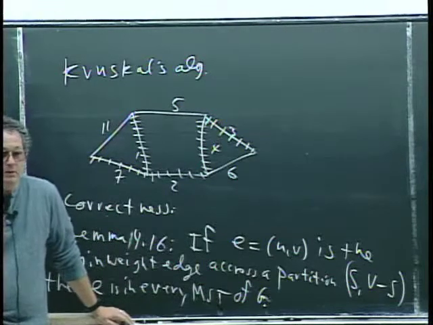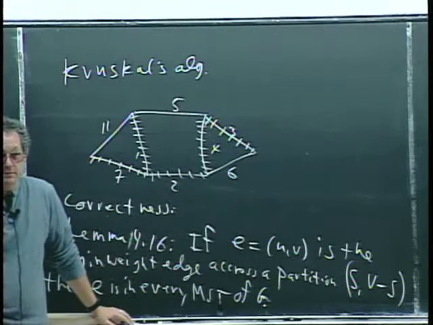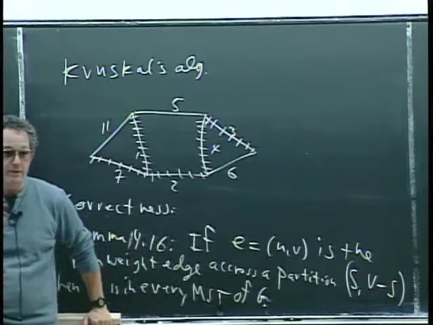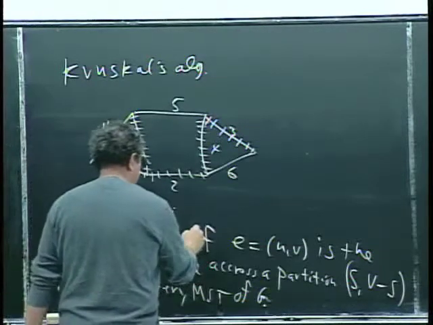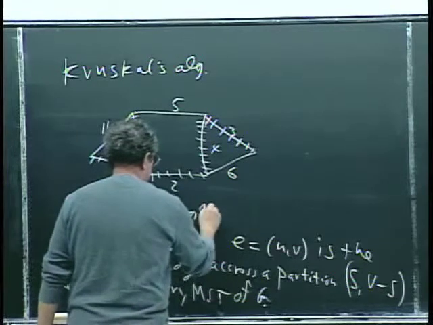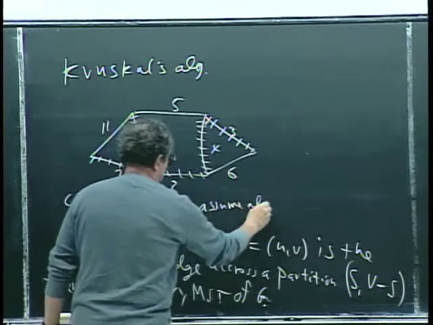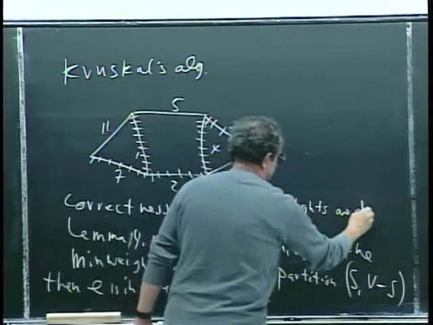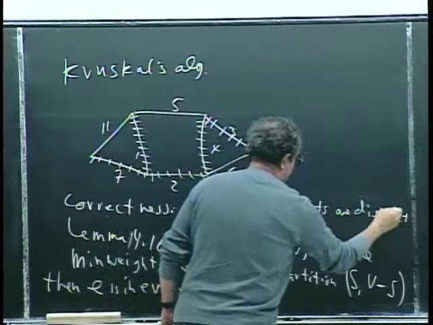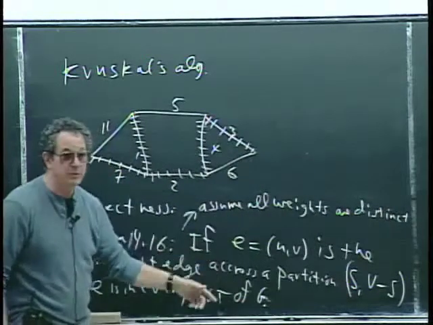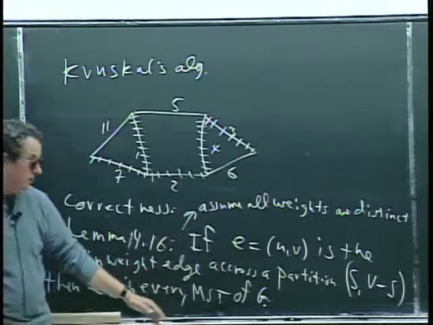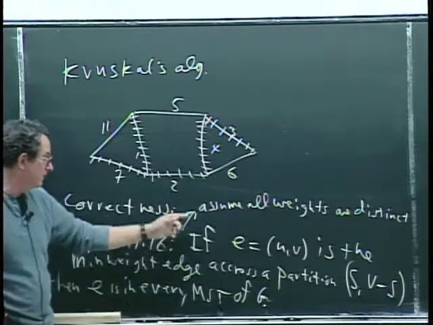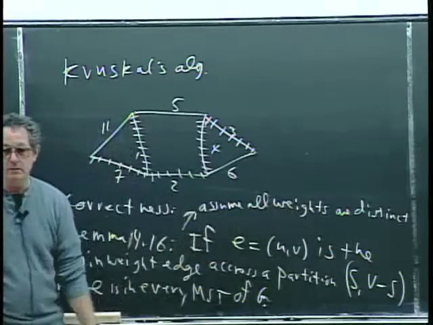Who wants to tell me why? Yeah? The weights have to be distinct. Yes, this is true if the weights are distinct. And the lemma said that. So we should say assume all weights are distinct. And now this is true, but without that assumption, what I literally wrote was not true because it would not be true that it's in every minimum spanning tree. Okay, what do you think might be true, however, if this is not there?